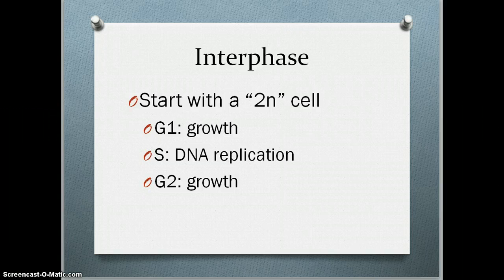Okay, so just like how mitosis works, in meiosis there's also interphase during the production of reproductive cells. So interphase just means that a cell is going to start with 2N, okay, so it's going to be a diploid cell, and it's going to go through the same phases that you see in mitosis. So G1, growth, S, DNA replication, G2, more growth. Okay, so pretty similar to what we've seen so far.